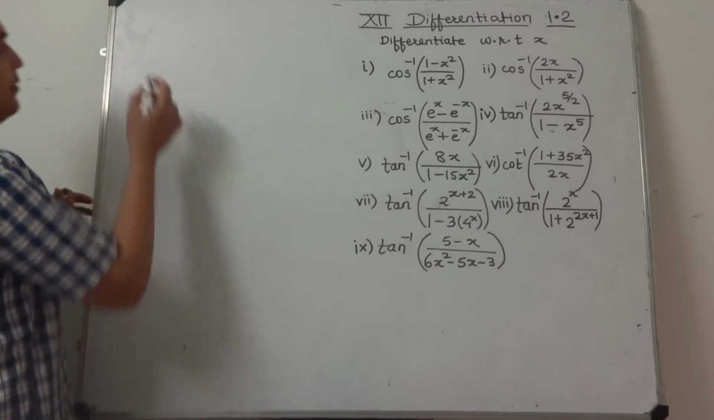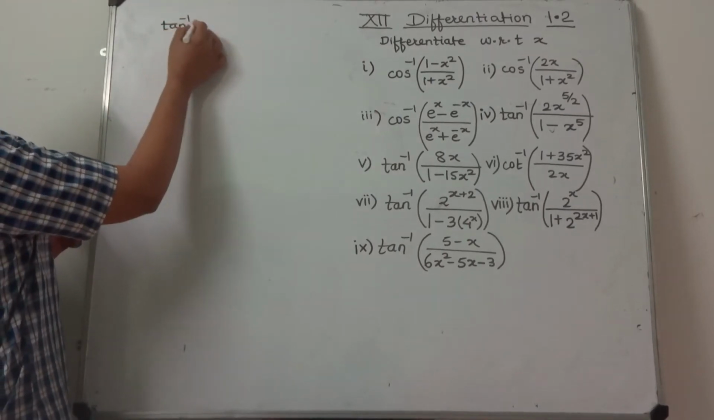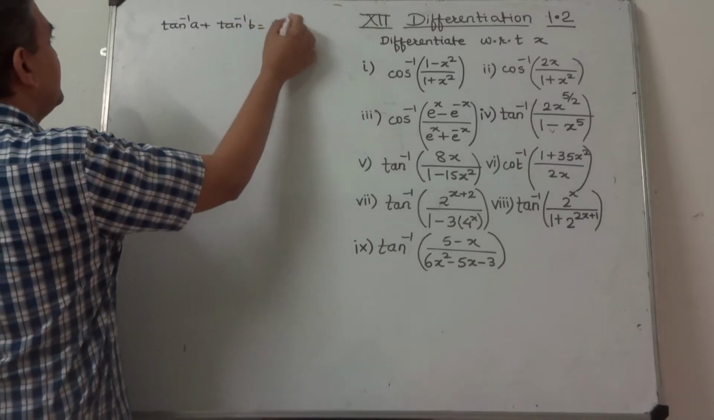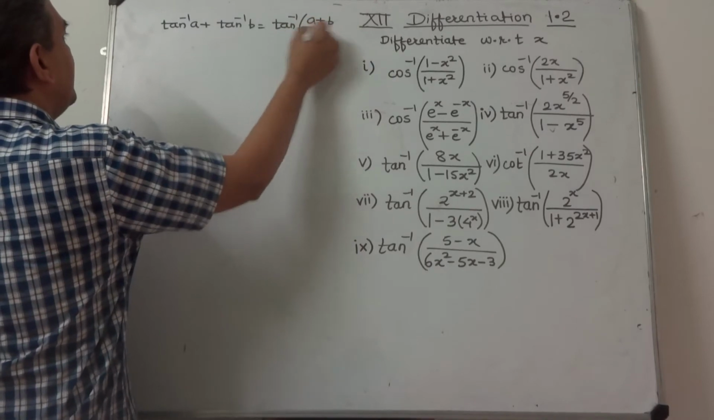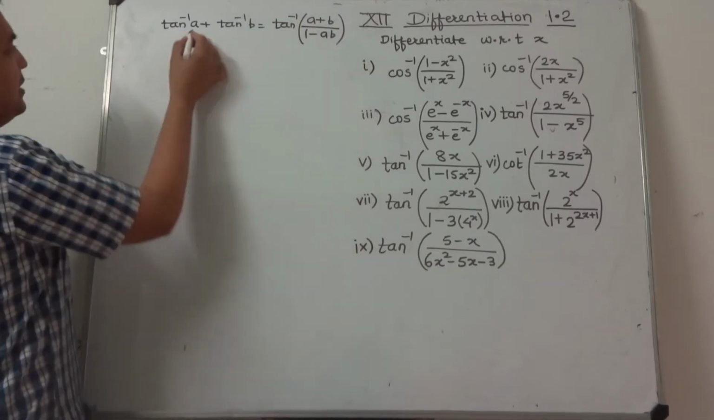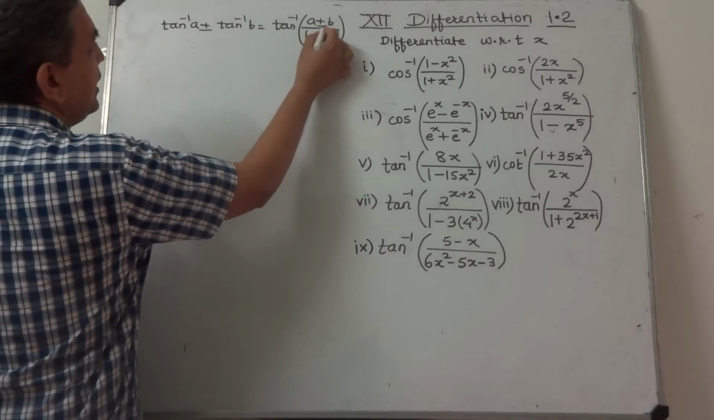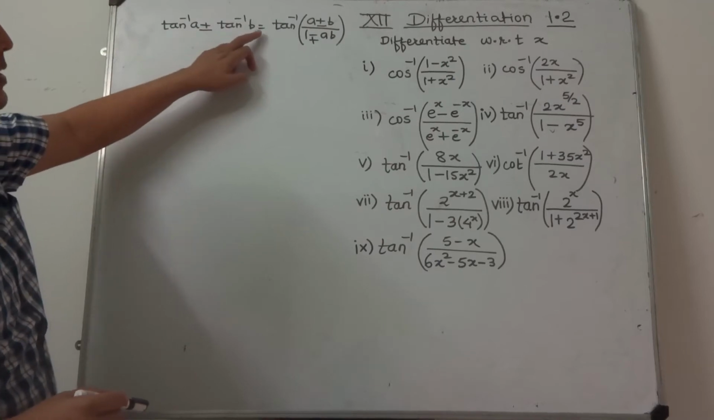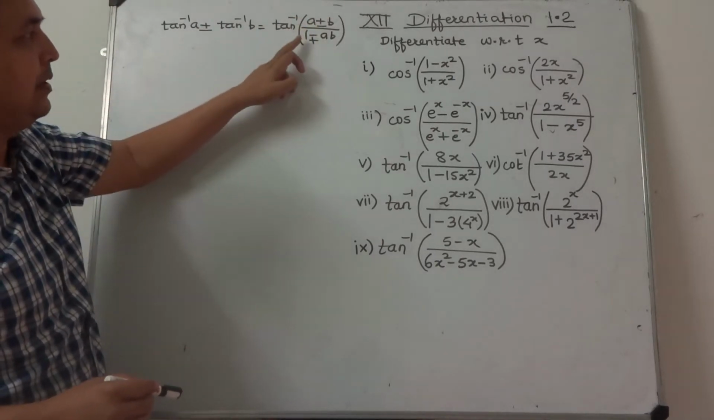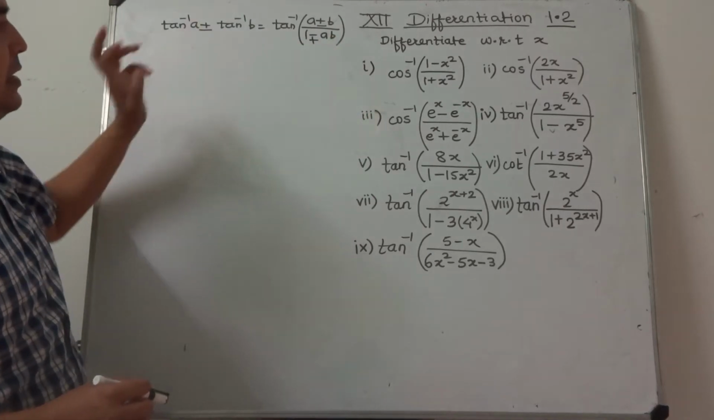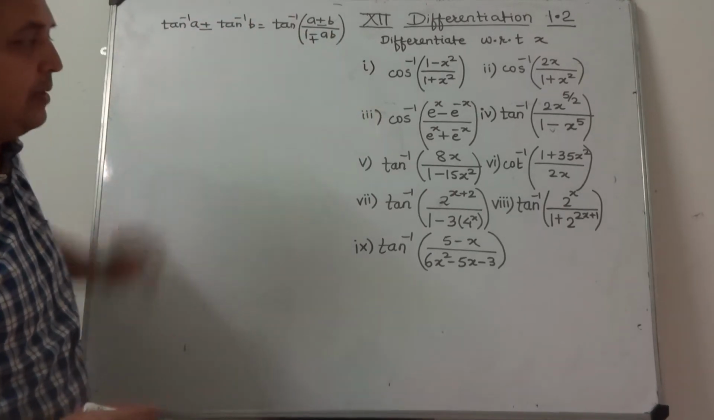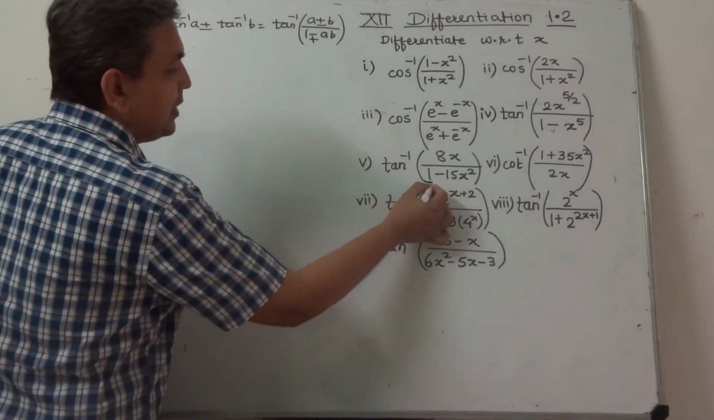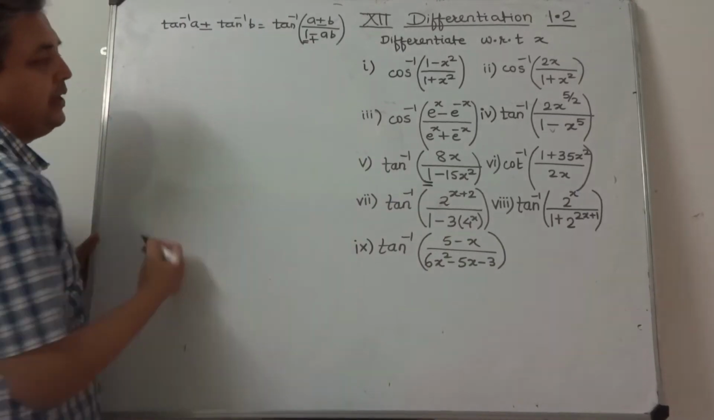Tan inverse A plus tan inverse B is equal to tan inverse of A plus B upon 1 minus AB, and if this is minus, we get A minus B upon 1 plus AB. So tan inverse A plus tan inverse B is equal to tan inverse A plus B upon 1 minus AB. If plus is interchanged by minus, then here there is an interchange of plus and minus. Now this is tan inverse. In this denominator we have 1. So we have this 1 over here.